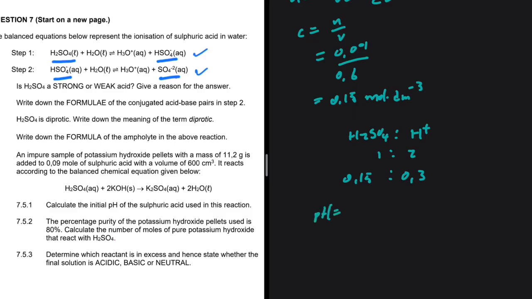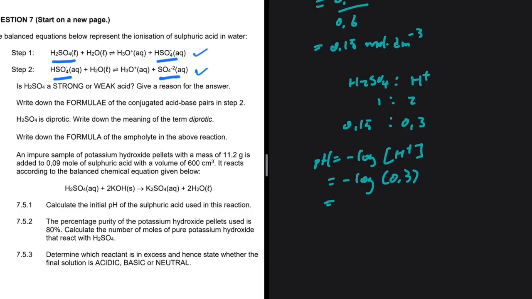pH is equal to minus log of H+. So we're going to have minus log of 0.3, which equals 0.52. So the pH is 0.52. There we go. We have the initial pH of the acid in the reaction.